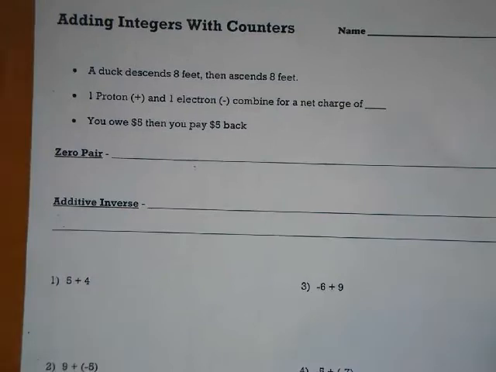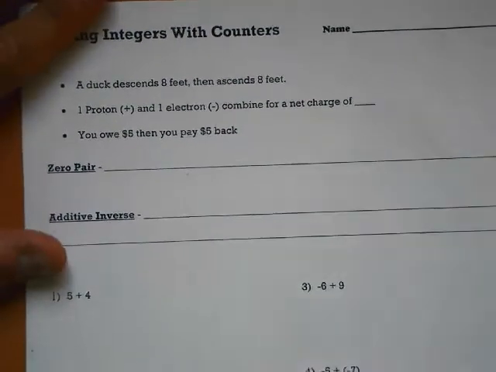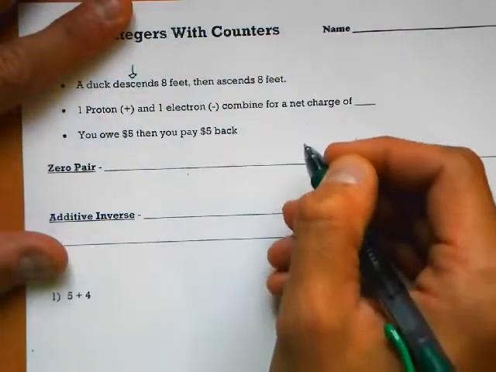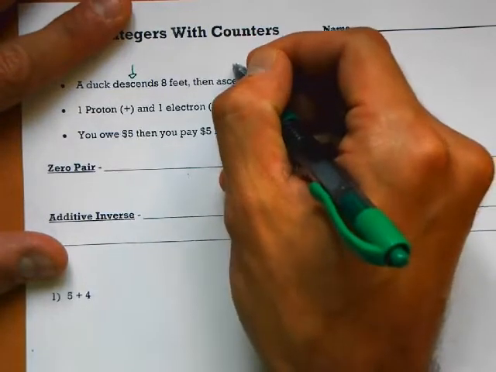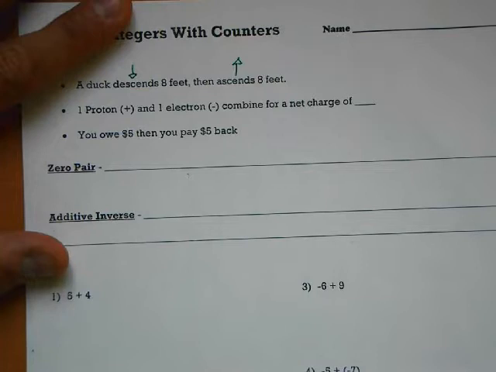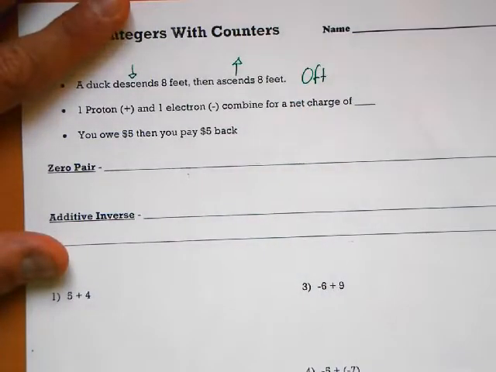Before we get started with some vocabulary, let's think of three scenarios. A duck descends, that means it's going down, 8 feet, and then ascends, that means it's going up, another 8 feet. Where does the duck end up? It ends up at 0 feet, right at the surface of the water.